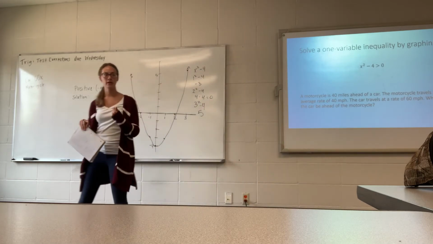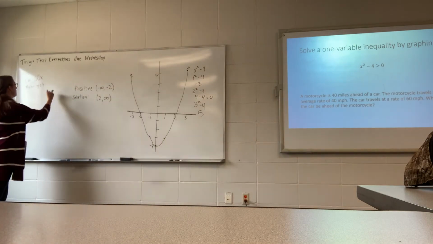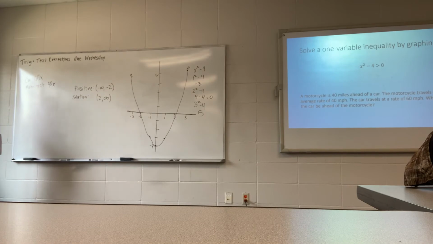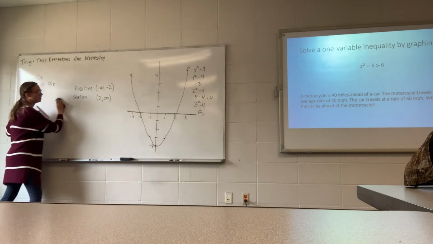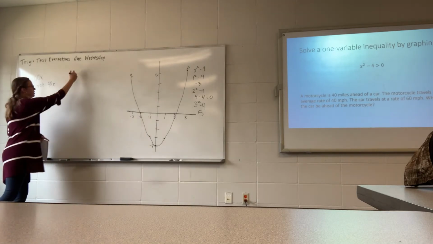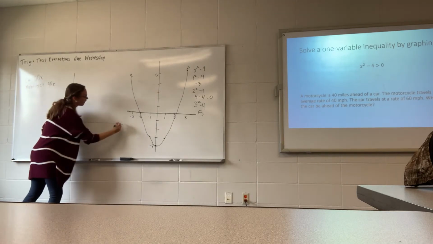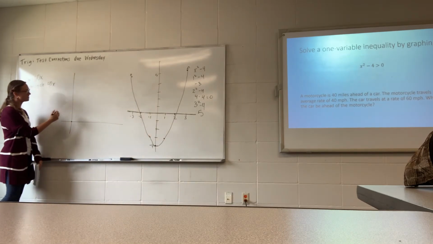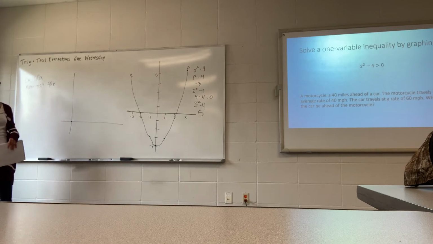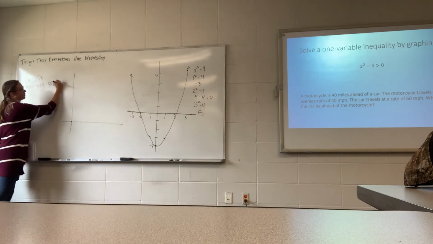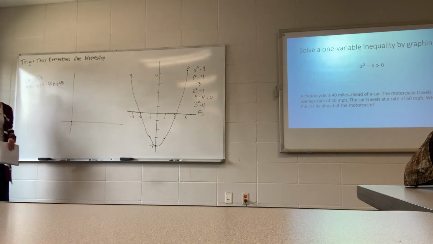Then Darby, what about my motorcycle? What would that equation be? 40x. Do I need to add anything with it? Let's think. Let's start to draw our graph. Here's my car starting out right here. If my motorcycle's starting 40 miles ahead, would it also start down here? No, it would start at the 40. So my y-intercept would be 40.